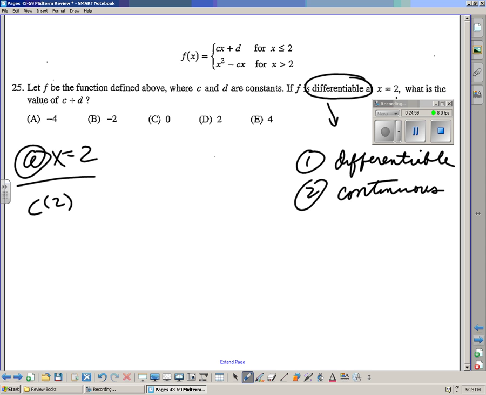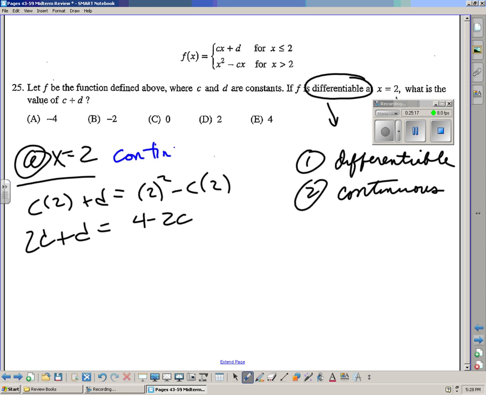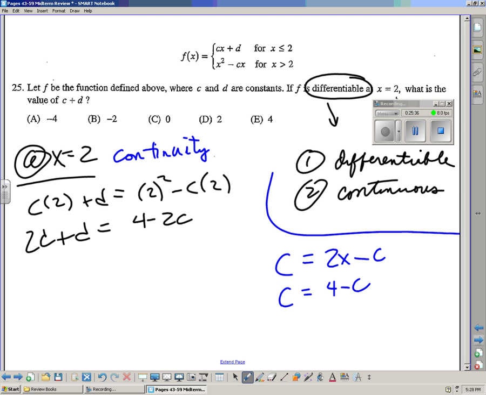So if the function's continuous, at x equals 2, both the pieces equal each other. So c times 2 plus d is equal to 2 squared minus c times 2. This simplifies to 2c plus d equaling 4 minus 2c. The other thing that's true is that the derivatives are equal. The derivative of cx plus d is c. The derivative of x squared minus cx is 2x minus c. But at x equals 2, this would be c equals 4 minus c.